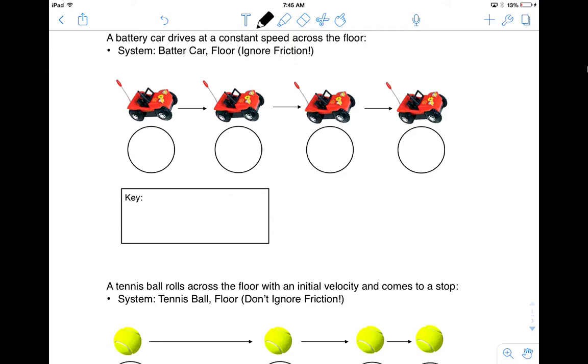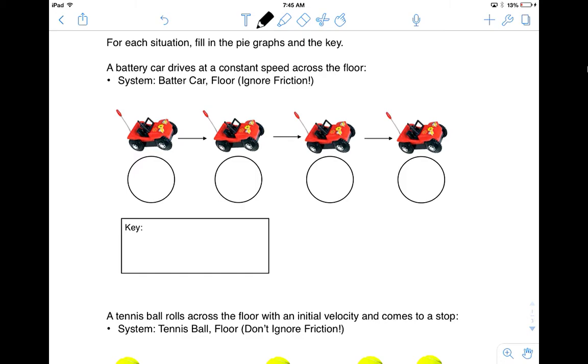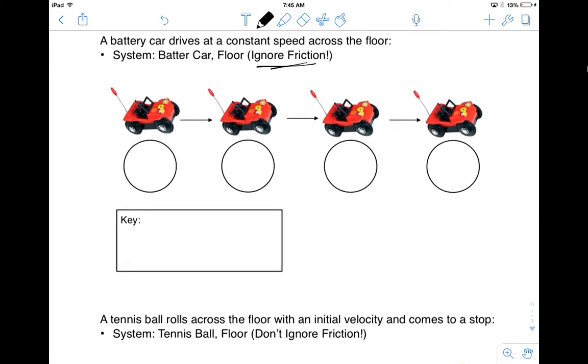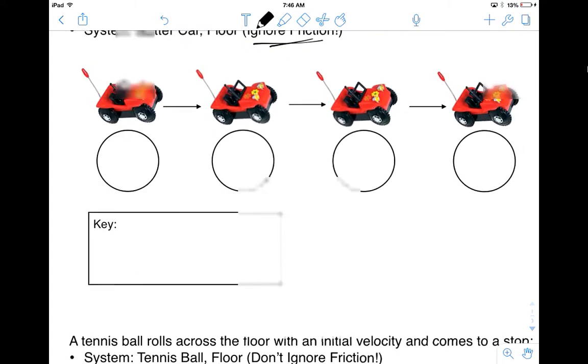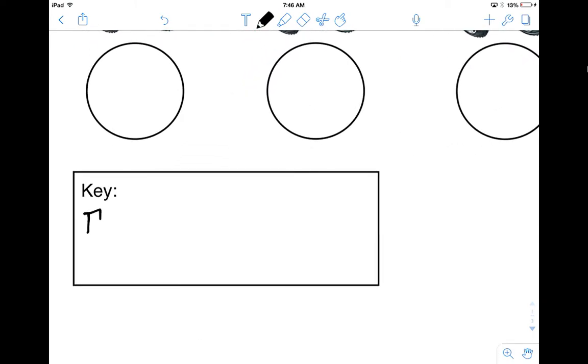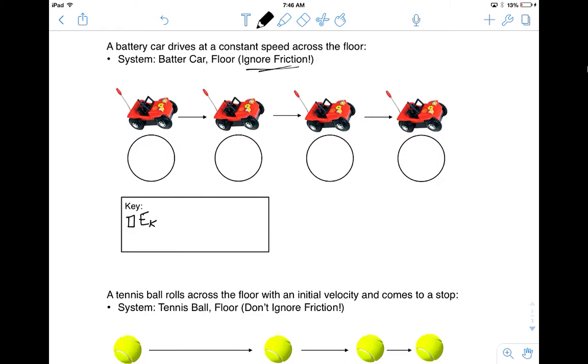Okay, for the first one, we see that this battery car is moving at a constant speed the whole time. It never slows down, it never speeds up, and it says ignore friction. So if I'm ignoring friction and there's no thermal energy, that means it's going to be all kinetic all the time. I know some of you filled everything in, but for the sake of time, I'm not going to do that. I'm just going to leave it blank and check out this little trick. If the circle is blank, then that means it is EK, kinetic energy. It's moving, and that's the only type of energy that it has.